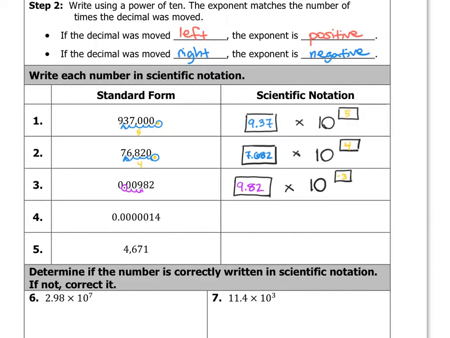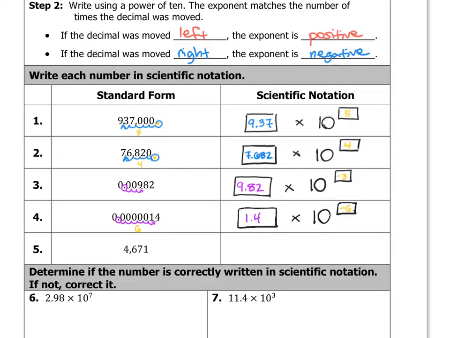The same thing is going to happen for number 4. We have a really small number, so I'm going to have to use a negative exponent in my scientific notation. So here's my decimal point. I'm moving 1, 2, 3, 4, 5, 6 spaces. So this is 1.4. And my exponent is going to be a negative 6.